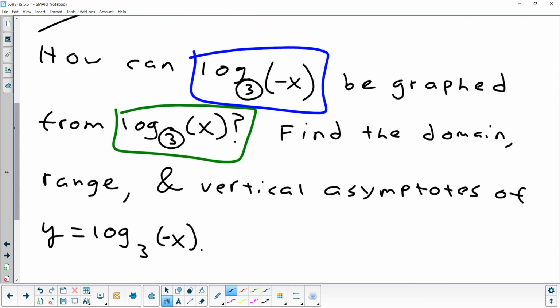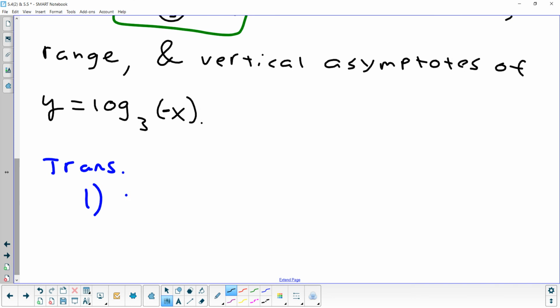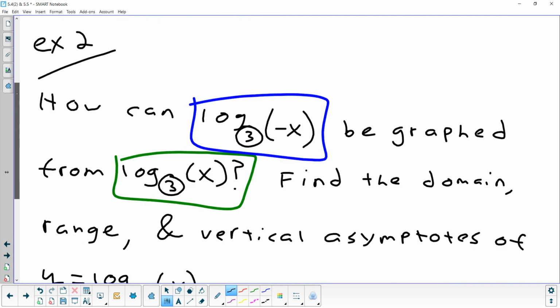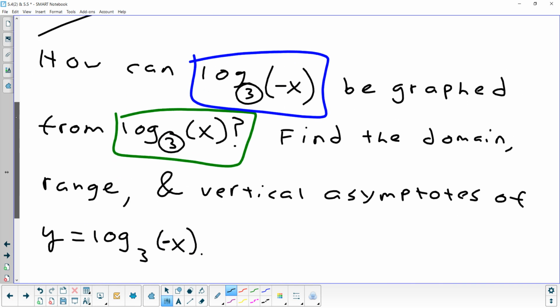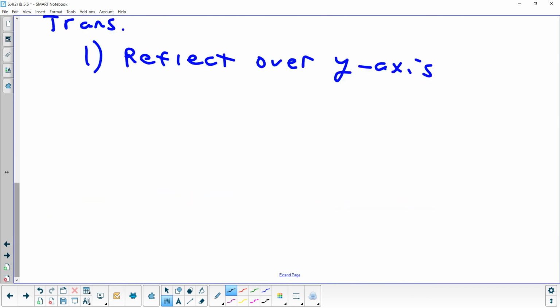No, is it being flipped vertically? No, it's being reflected towards. Which one do you think? Reflected horizontally. Yes, that's a horizontal reflection. You could also say reflect over the y-axis. So reflect over y-axis, or just say horizontal reflection. What else do they want? How do we graph it? Find the domain, the range, and the vertical asymptotes. Okay.